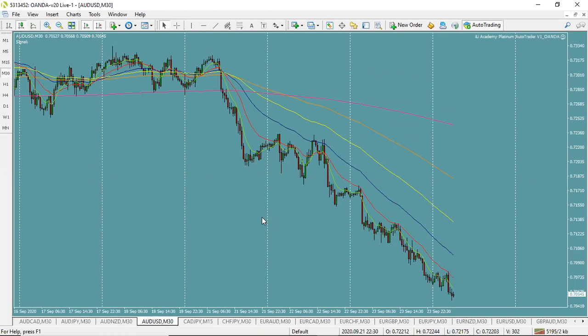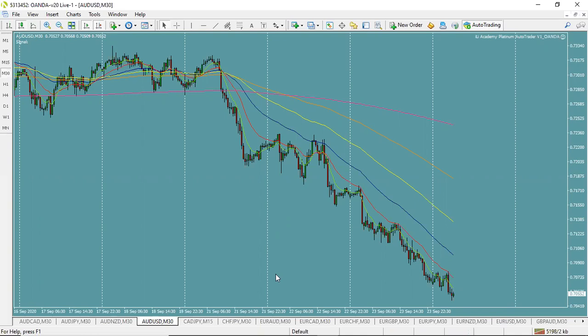As far as the Aussie US, we see that we have a wide open trend again. So this is the recurring theme through all of the Aussie pairs, this wide open trend to the downside. So if we're taking trades, we want to be taking trades short.